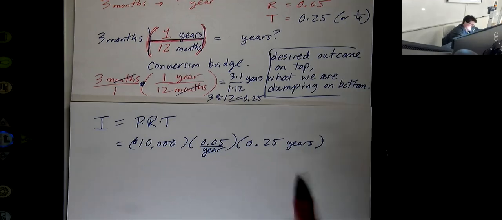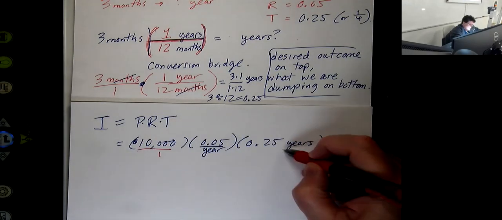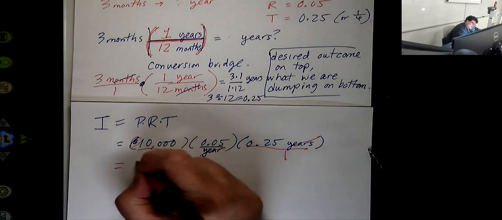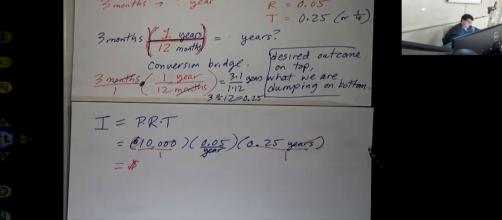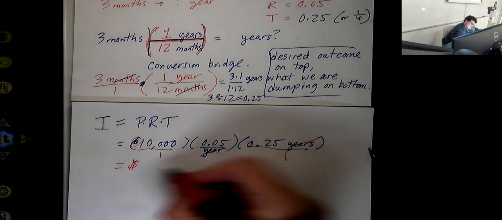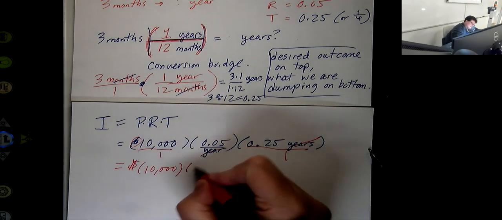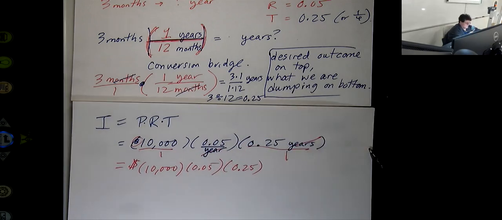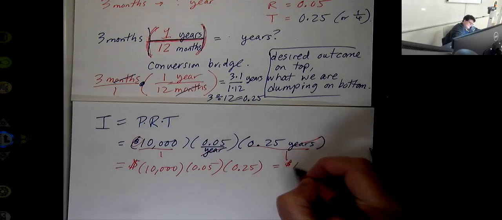So again, I could put these all over 1. The years cancel. And the only unit I have left is that dollar sign. So I got 10,000 times 0.05 times 0.25. And you throw it in a calculator, you should get $125.